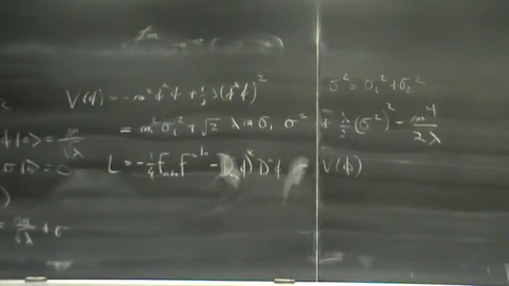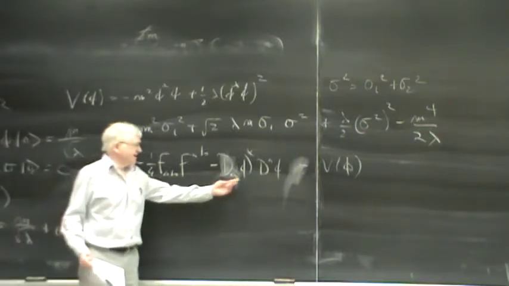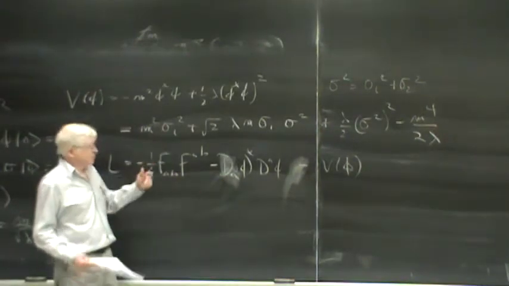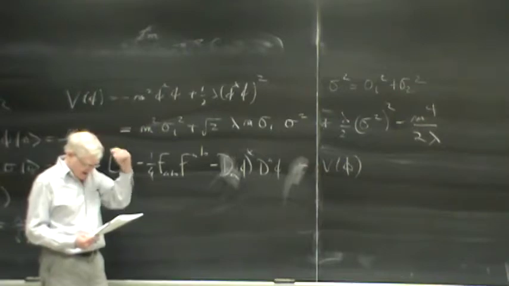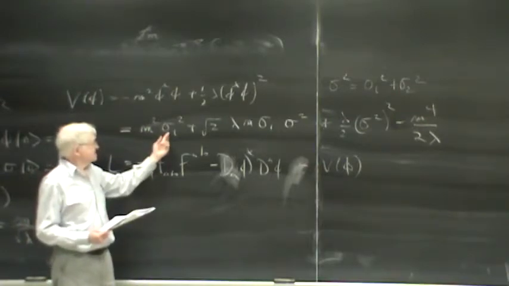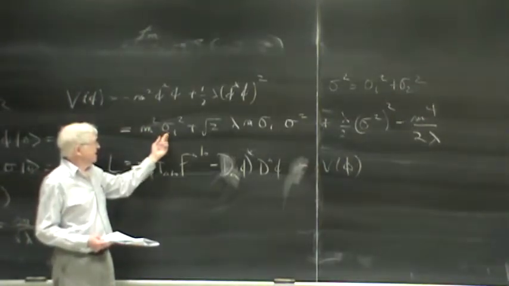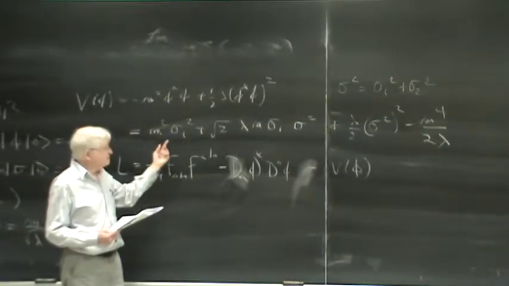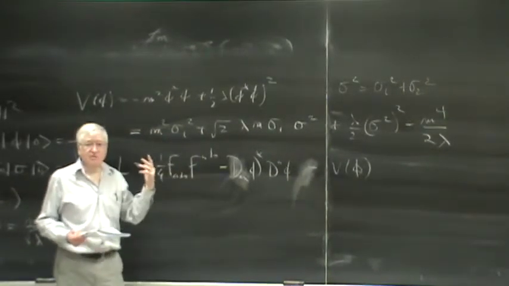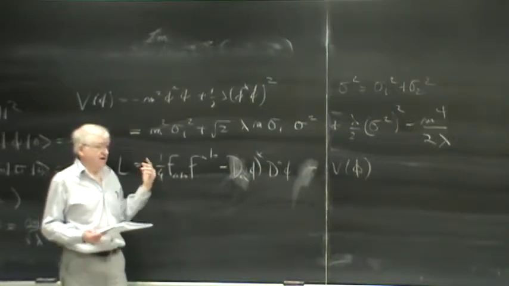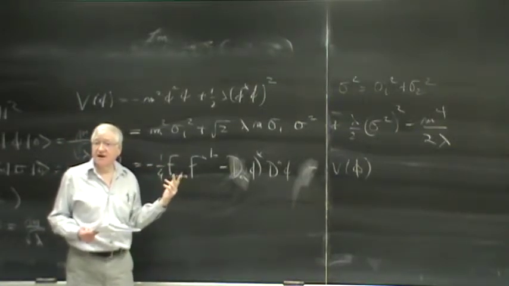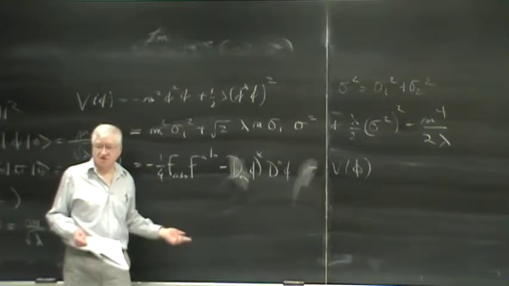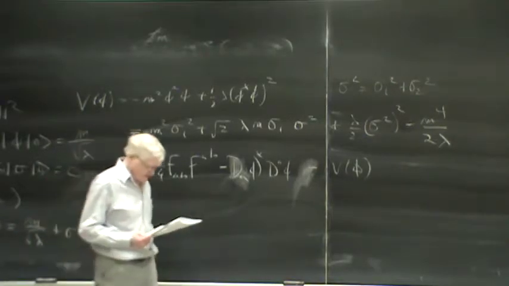Oh, sorry. Okay, so just looking at this and that and this, what we see is it looks like it has a scalar boson of mass m and a massless scalar boson sigma 2 and an electromagnetic field. That's what it looks like naively.